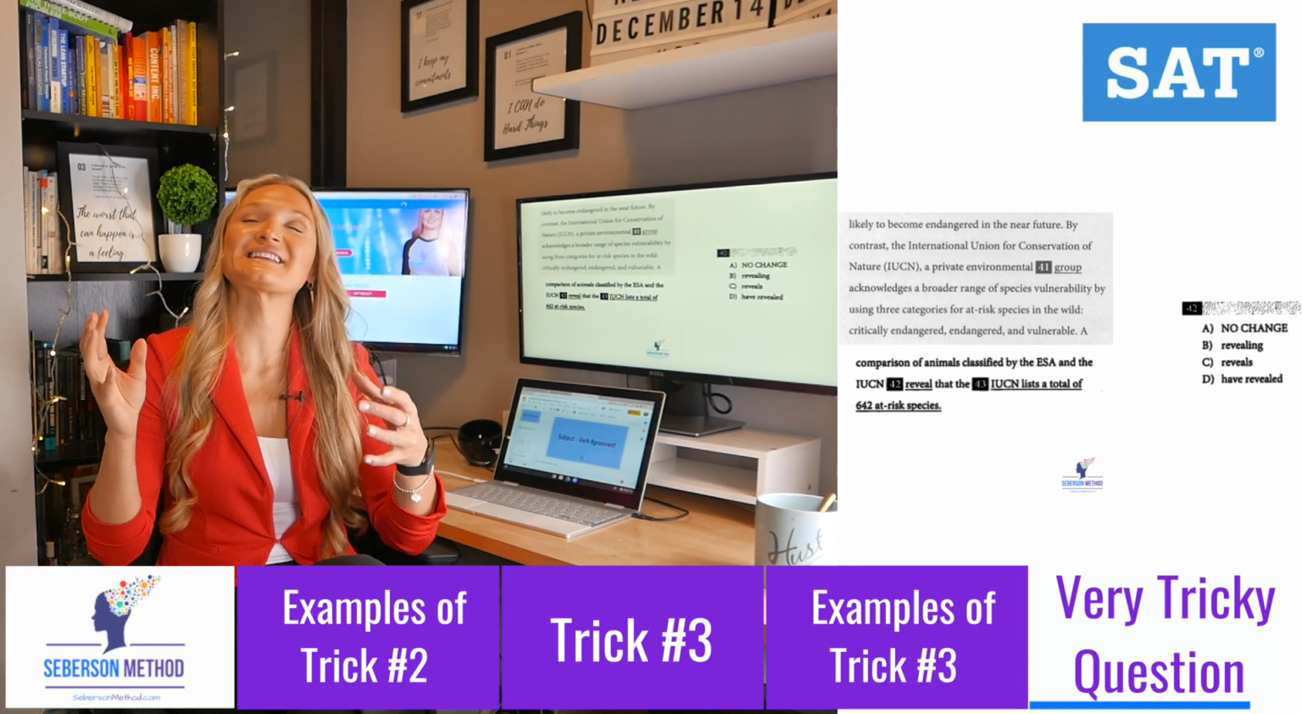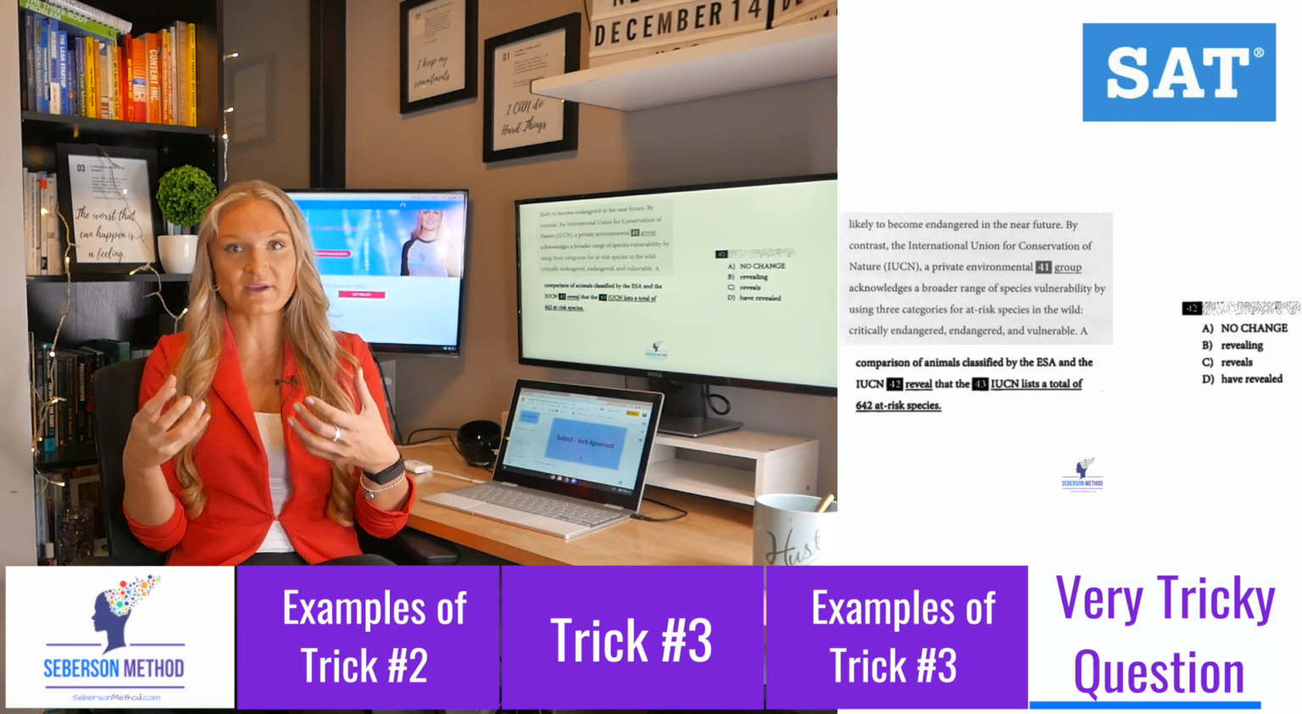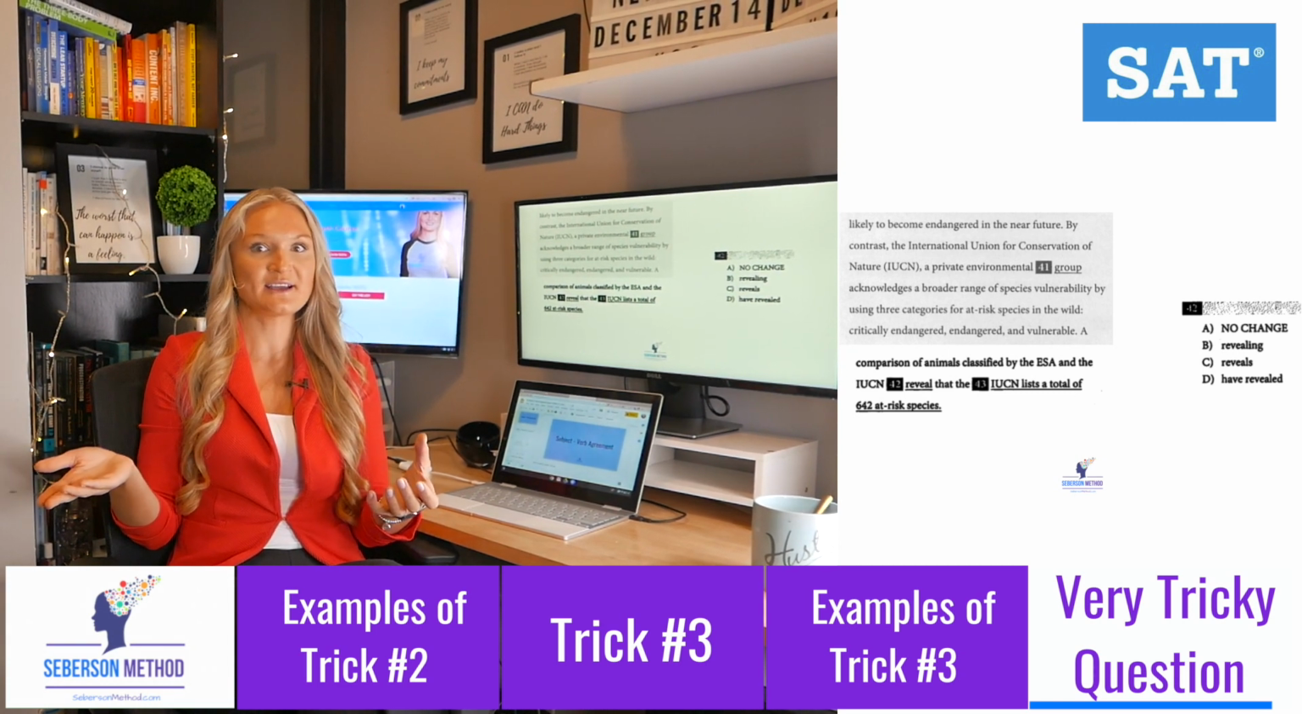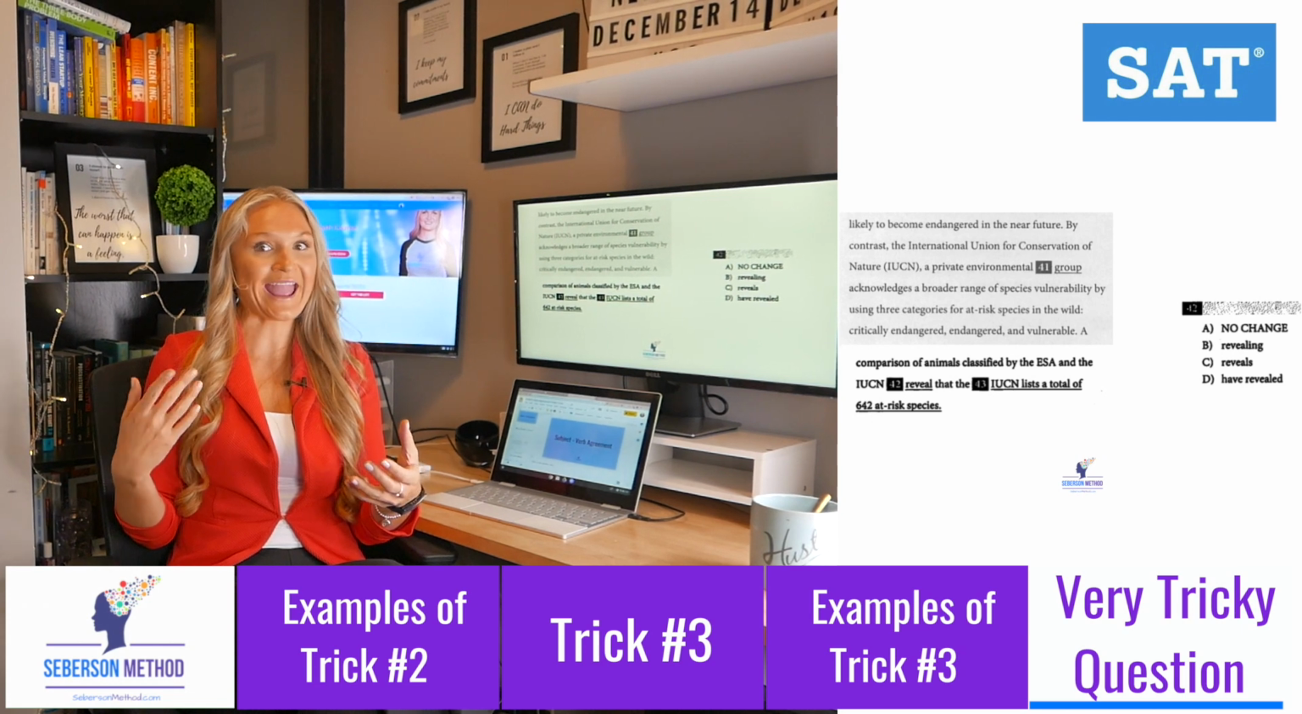The SAT and the ACT can get so tricky, they even know that you guys are going to be looking for a compound subject, and they're going to put something with and right in front of the verb in question. And this is my last example.